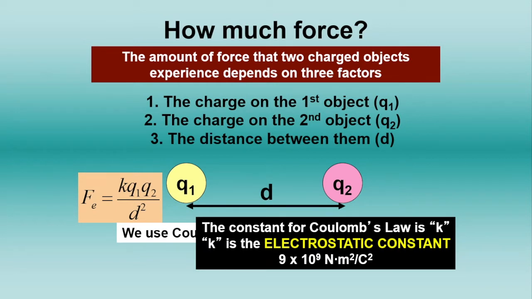Like I said, that K stands for a constant, and that constant is going to be 9 times 10 to the 9th. Since it's a constant, it is a value that I will give to you every single time on every worksheet and every quiz and test. A really important thing to note about this equation is that the distance on the bottom is squared, meaning that the distance is going to impact the equation a lot more than either charge will.